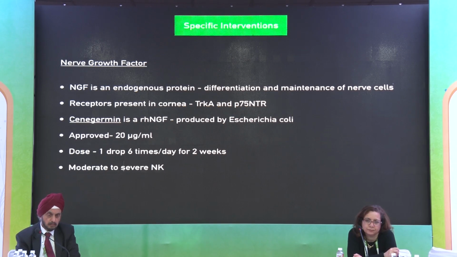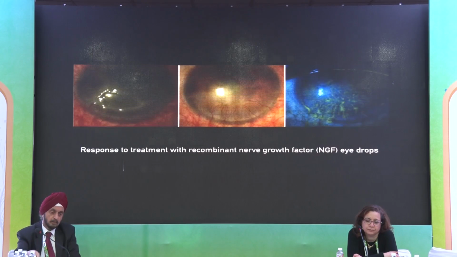One such drug is called senegermin, which is a recombinant human nerve growth factor. It is produced by E. coli, and it has been approved in a concentration of 20 micrograms per ml. So the dose is 1 drop 6 times per day for at least 2 weeks, and it has been approved for moderate to severe neurotrophic keratopathy cases.